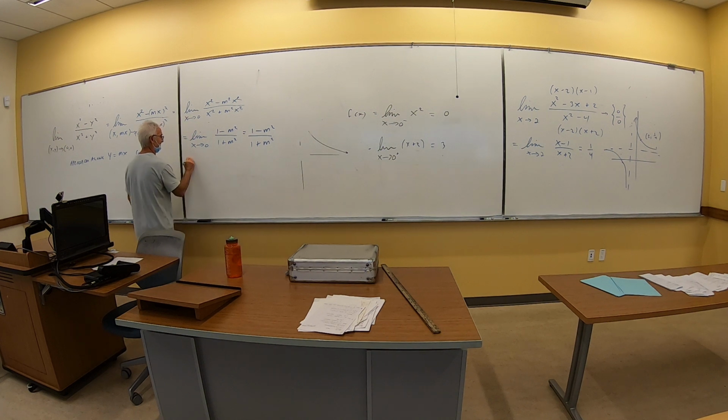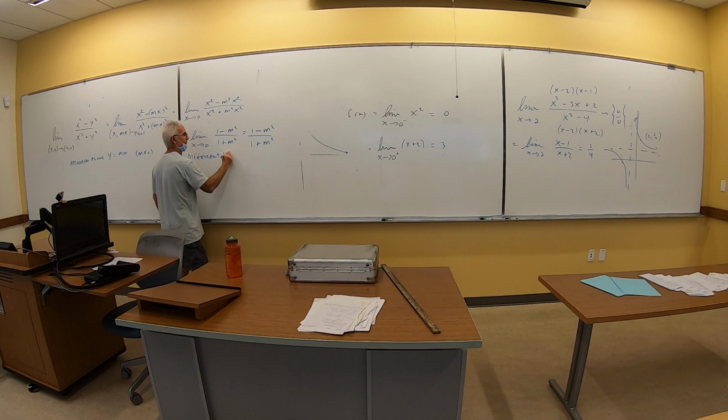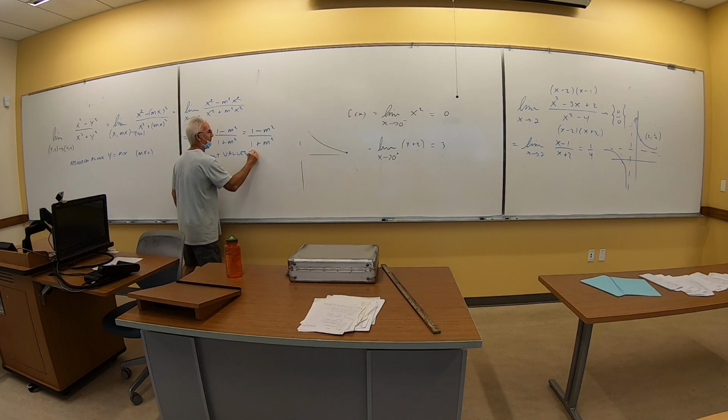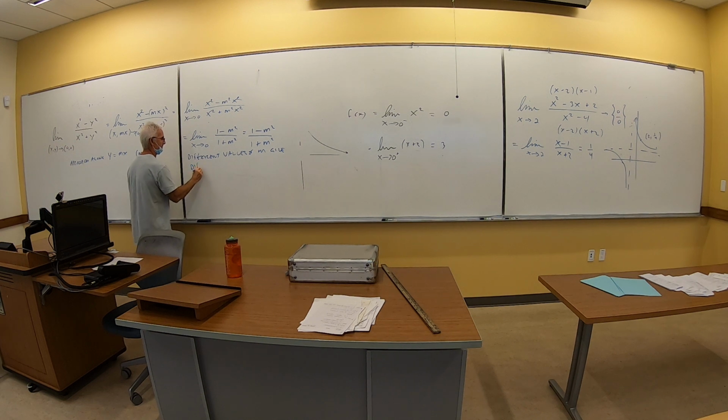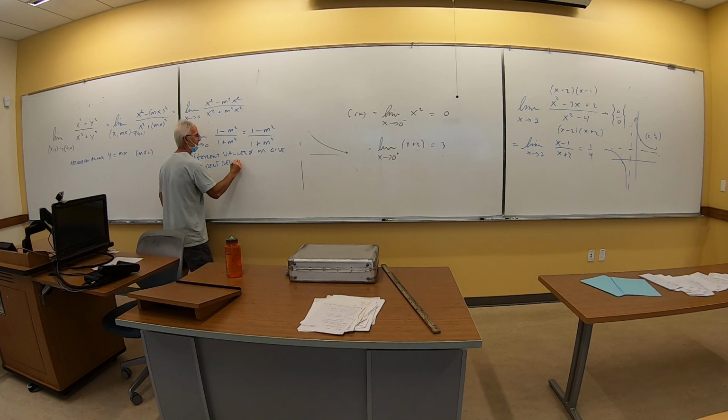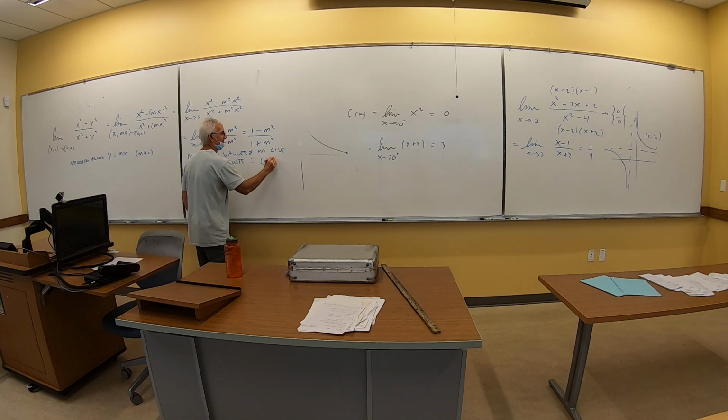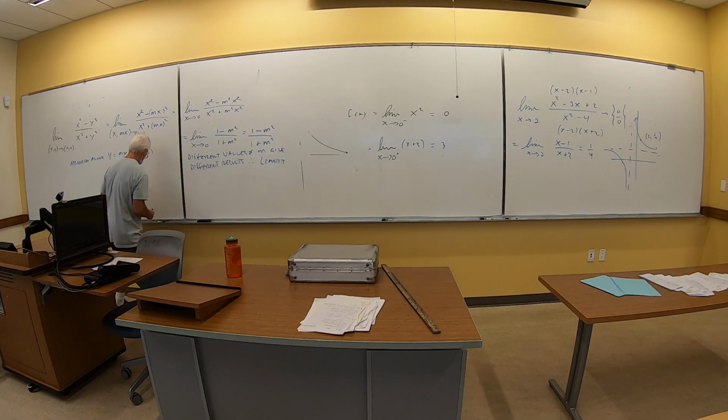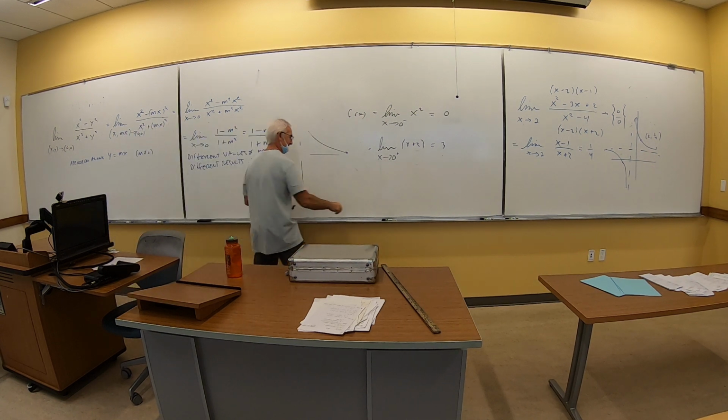So we'd say it like this. Different values of m give different results. Therefore, the limit, what? Oops, can't spell. The limit, what? Does not exist. Good.